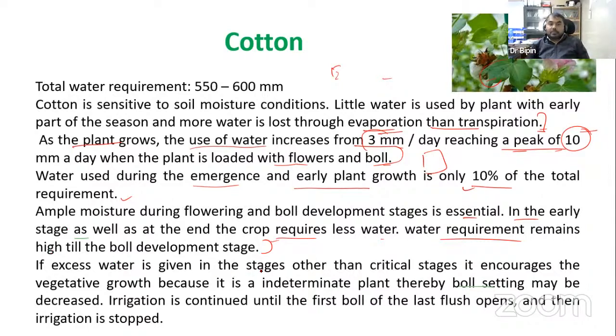If excess water is given in this stage, other than the critical stage, it encourages vegetative growth, and because it is an indeterminate plant, ball setting may decrease. So cotton is actually indeterminate. Do you know what a determinate and indeterminate crop is? Can anyone answer what a determinate and indeterminate crop is?